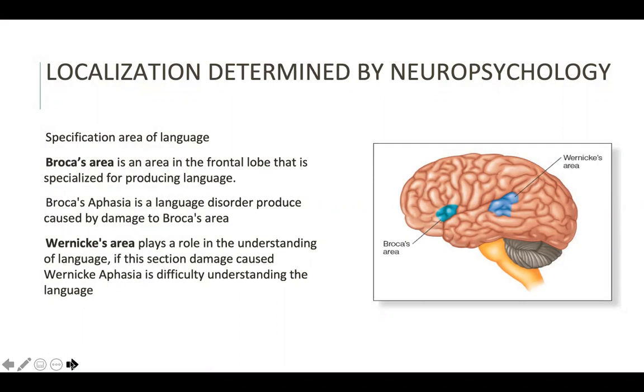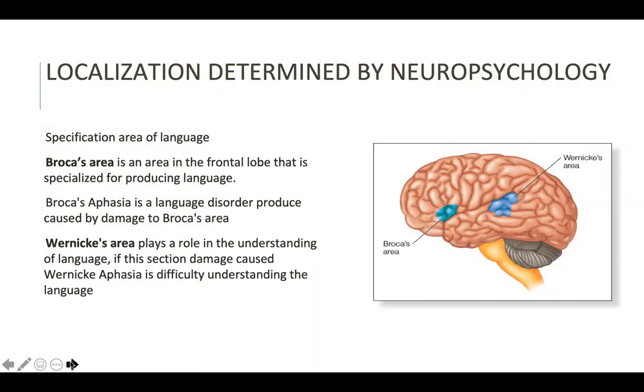Early evidence for localization of function came from neuropsychology, which is the study of the behavior of people with brain damage. In the early 1800s, an accepted principle of brain function was cortical equipotentiality, the idea that the brain operated as an indivisible whole as opposed to specialized areas.